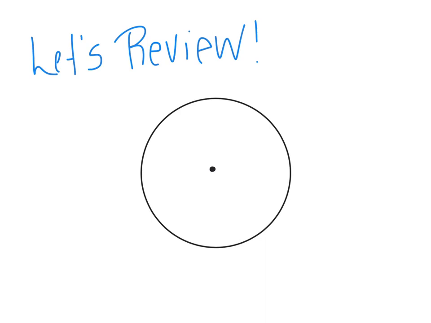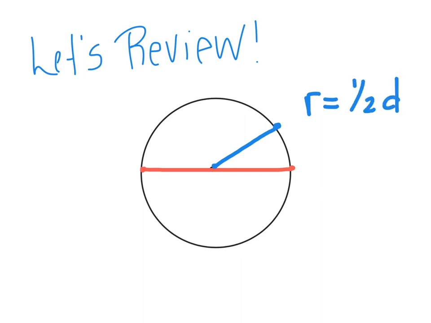So let's review what we learned today. We learned that a circle is made up of an infinite number of points that are the same distance from the center. We also learned that the diameter is a special chord that travels through the center of the circle. Then we talked about how the radius is half of the diameter, and the radius goes from the center to a point on the circle. So the radius equals 1/2 the diameter, or you could say that the diameter equals 2 times the radius.